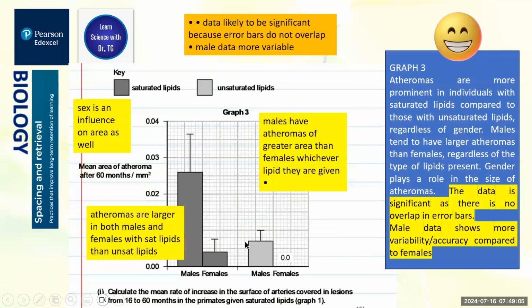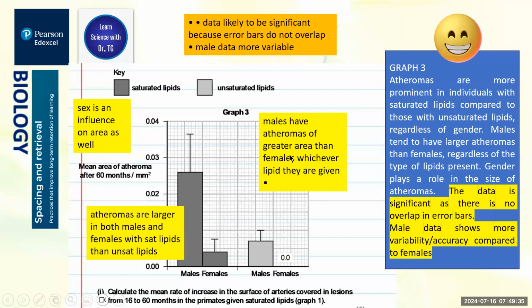So male is higher. Look at this graph and look at this graph. Male is higher. Look at here, 0. It's almost nothing. And look at here, higher. That means with the saturated lipid, the atheroma is higher, in both male and female. So then the gender, sex, is an influence on area as well. That means female less, male higher. So gender has an influence on atheroma.